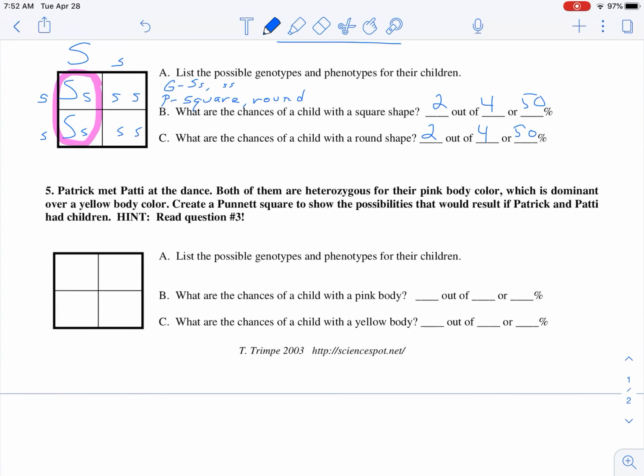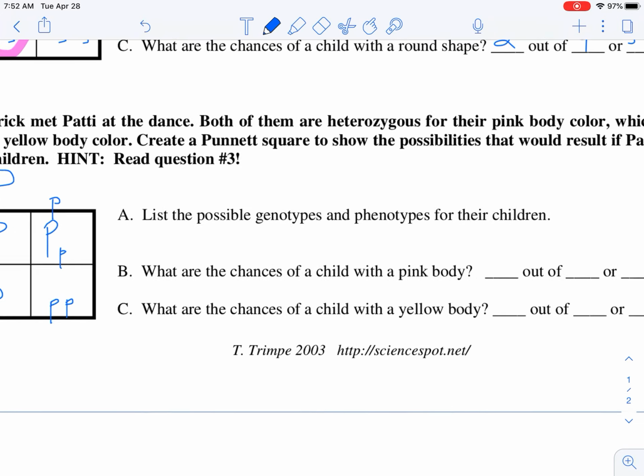For the last problem, it says Patrick met Patty at a dance. They are both heterozygous for their pink body color, which is dominant over yellow. Create a Punnett square to show the possibilities. So if they are both heterozygous, that means they're going to have a capital and a lowercase. And if we fill out the Punnett square, you should get 2 capitals there. You should get 1 of each in the bottom left, 1 of each in the top right, and then the bottom right, you should have 2 lowercase p's. That's what your finished Punnett square would look like.